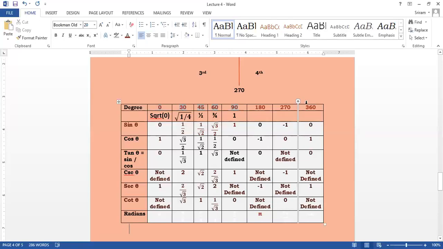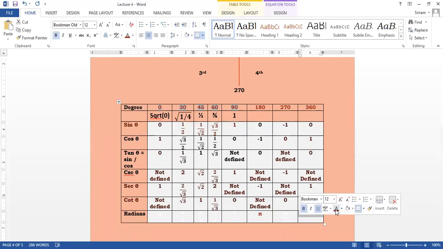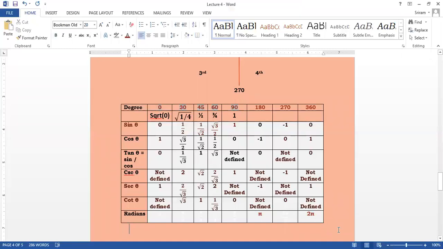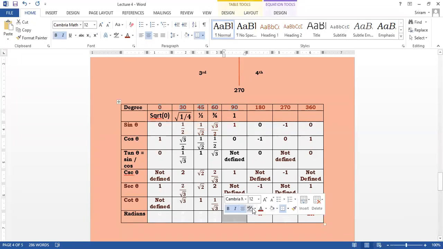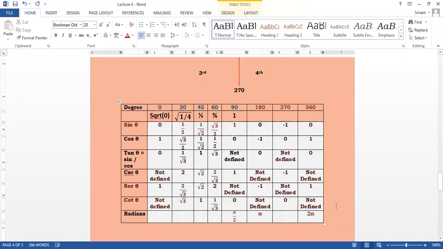Now, can you say what is 360? 360 is double, isn't it? So this will become 2 pi. This is 2 times pi, so 2 pi. What is 90? 90 is half of pi, isn't it? So this will become pi by 2. In the same idea, using this pi, we can find all the other values in radians.